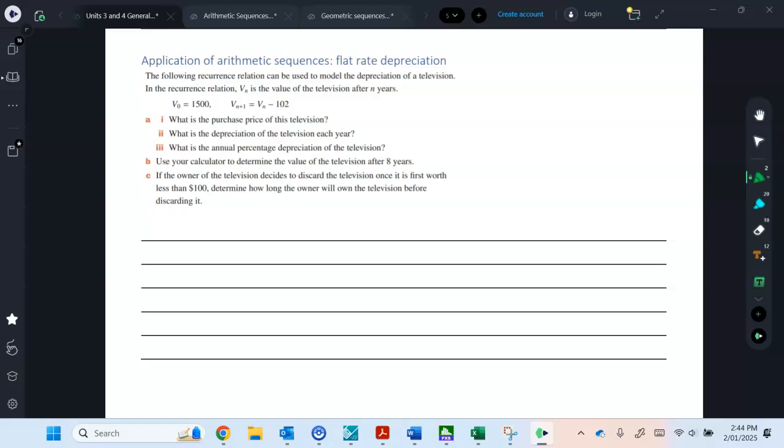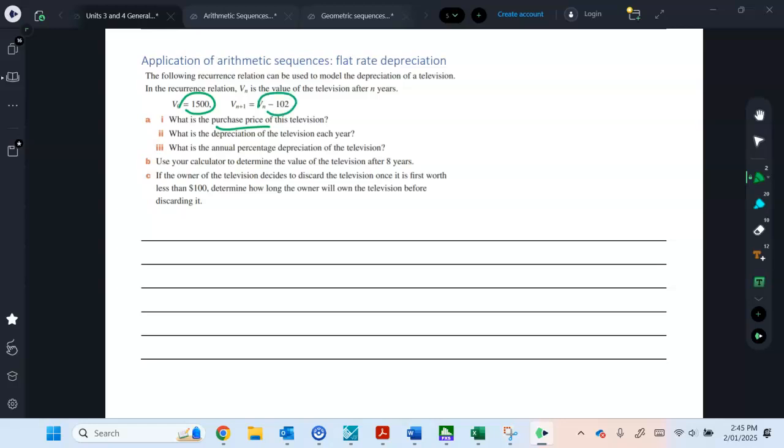Let's get started. So just a quick example of flat rate depreciation. We've got a television. The value of the television at the beginning is $1,500. All right, that's our initial price or our purchase price. And it's going down by $102 each year.